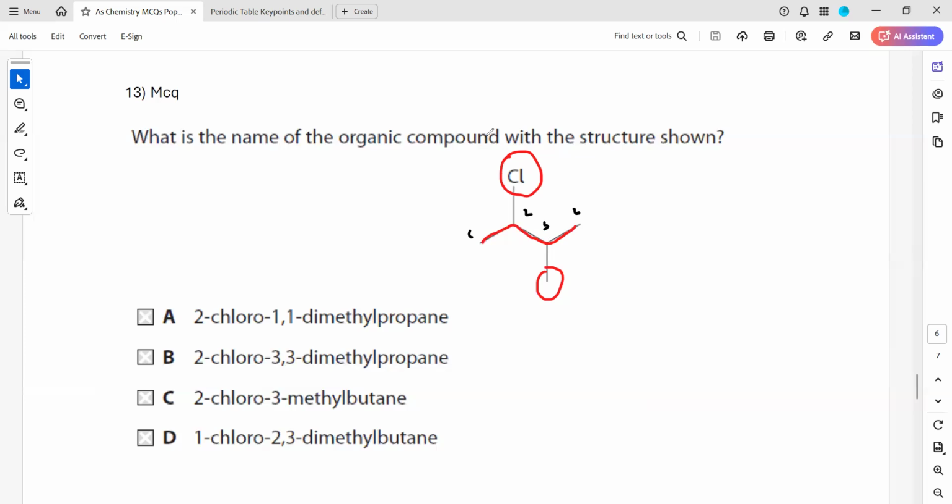The functional group is an element or atom or group of atoms which can affect the chemical properties of the molecule. So chlorine, we give priority to the chlorine. That's why we are counting from the left-hand side. So second position, we have a chlorine, and third position, we have a methyl. So it is 2-chloro-3-methyl, and 4 carbon atoms are there, with single bonds. So it will be butane. That's why C will be the right answer.